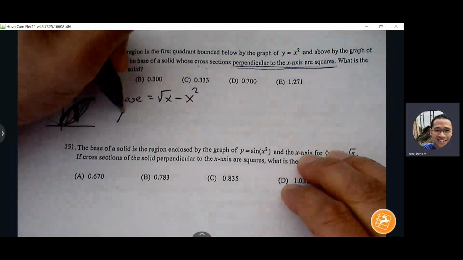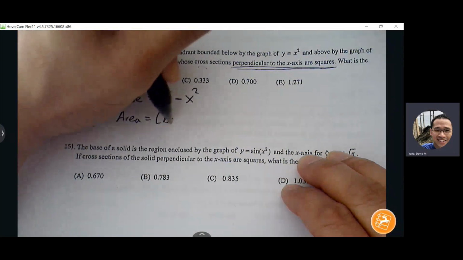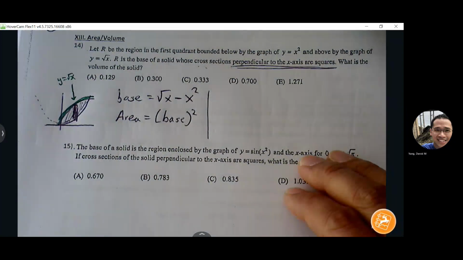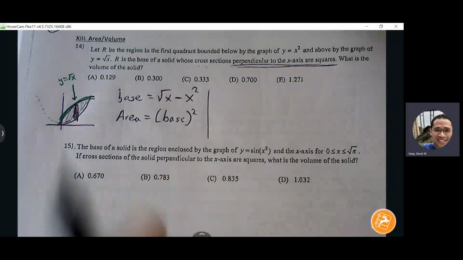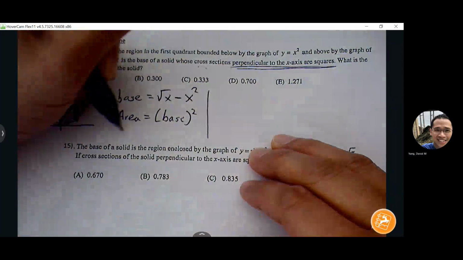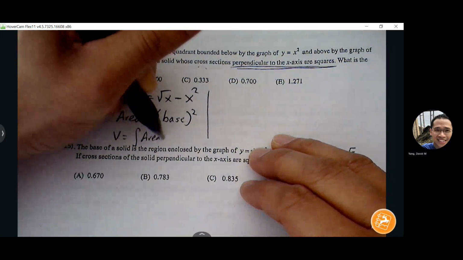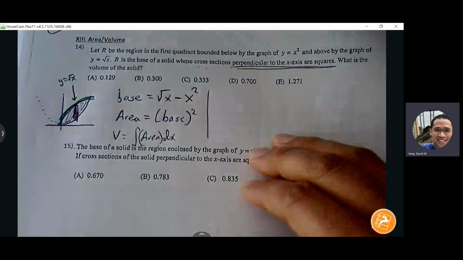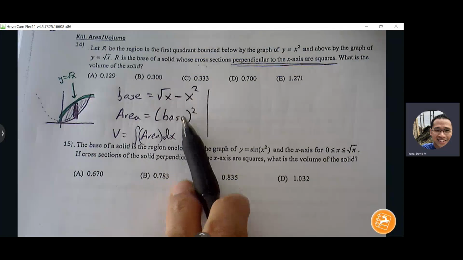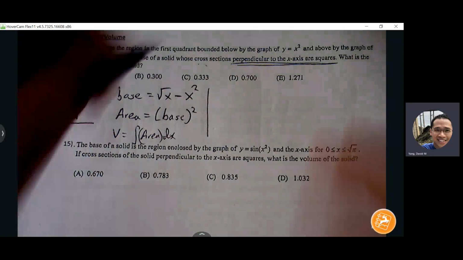Next up, we want to build the area. The area is squares, and the formula for area of a square is base quantity squared. And then to get from area to volume, we just attach the integral to the area. So volume is just the definite integral of the area dx. So we start off with the one-dimensional, then we get to the two-dimensional, and then the three-dimensional. We're just building everything on top of each other.